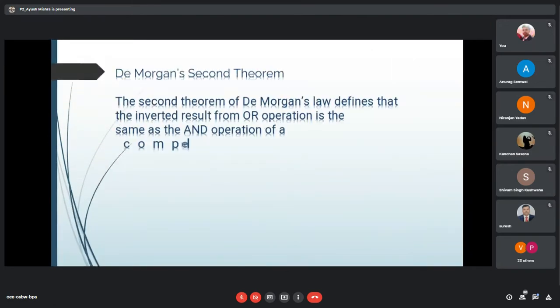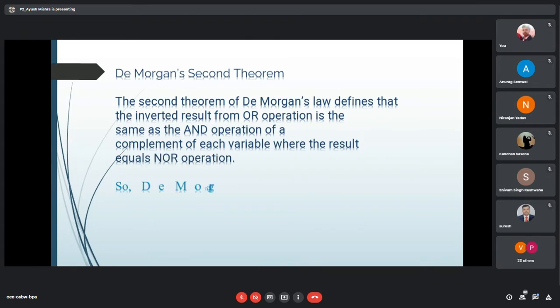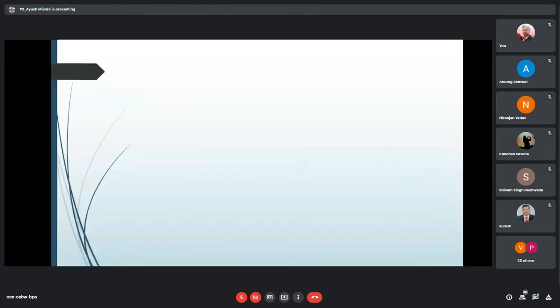Moving further. Yes, now we have De Morgan's second theorem. The second theorem of De Morgan's law defines that the inverted result of an OR operation is the same as the AND operation of the complement of each variable, where the result equals the NOR operation. That means De Morgan's second theorem is x plus y complement is equal to x bar dot y bar. As I told you earlier, it is nothing but break the line, change the sign. We have converted plus to dot, and then the complement is distributed among the variables individually.